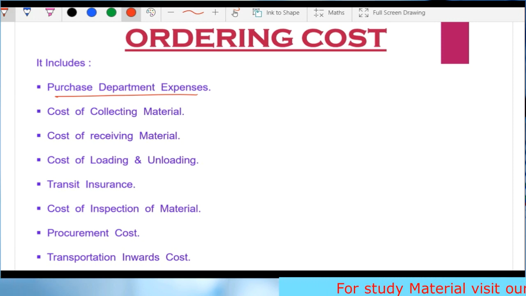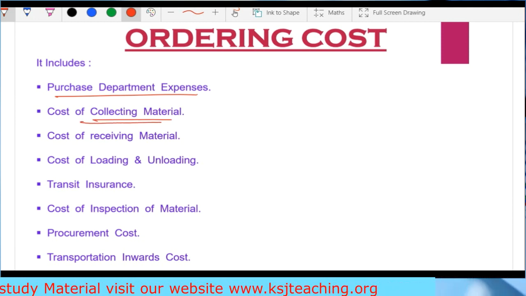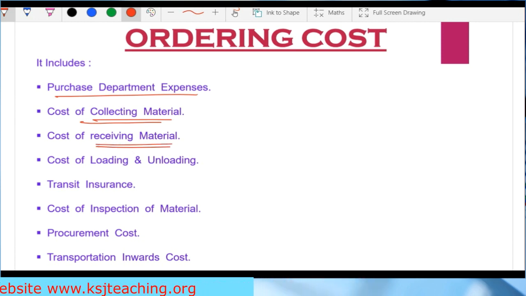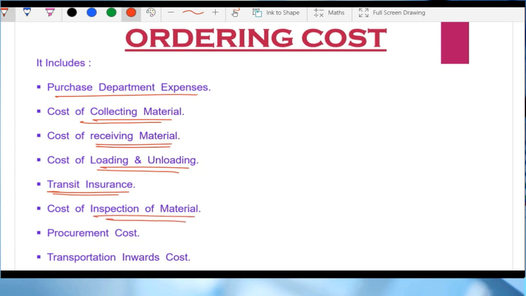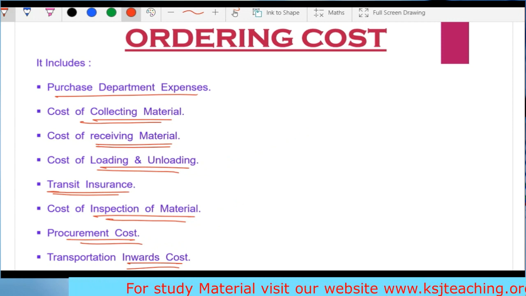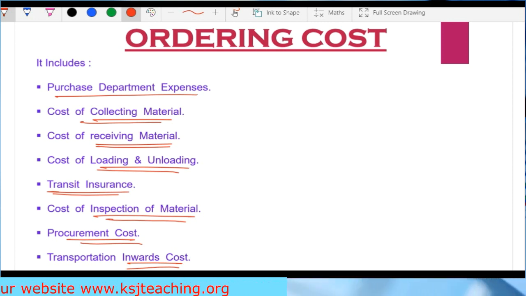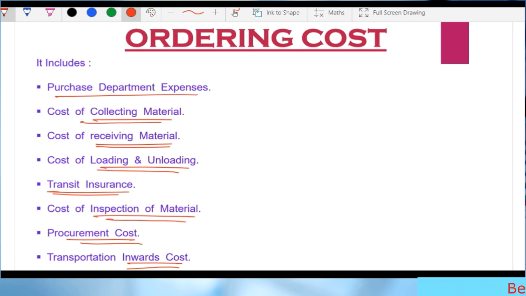Obviously, sir. Cost of collecting the material, that is the cost of bringing the material from the supplier's place to our place. Cost of receiving the material, same. Cost of loading and unloading, transit insurance, cost of inspection of material, procurement cost, and transportation inward cost. That means, sir, any cost, listen to it very carefully, from the moment you place an order with the supplier, involving the telephone cost that you are incurring, involving the printing and stationery cost, if it involves something printing and stationery, right?